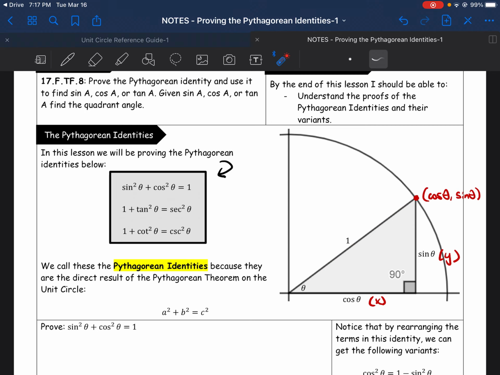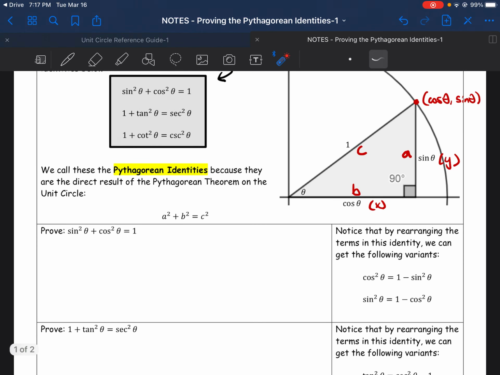But now let's think about it more in terms of right triangles. We know that Pythagorean's theorem, a squared plus b squared equals c squared, only works for right triangles, but those are the kinds of triangles we're working with on the unit circle. So let's let this be a, cosine of theta be b, and of course the hypotenuse, 1, is going to be c. And let's prove these three results, which is also going to allow us to have some variants of these Pythagorean identities. Okay, so let's start with the first one.